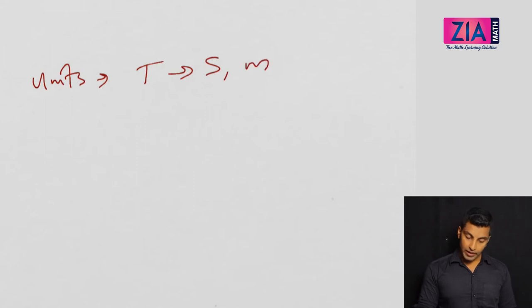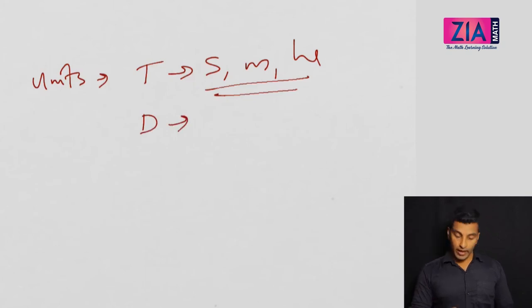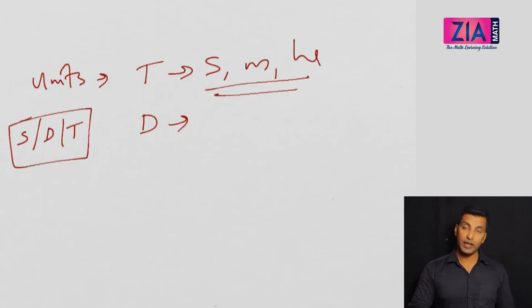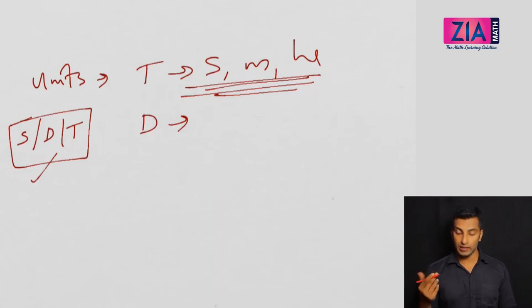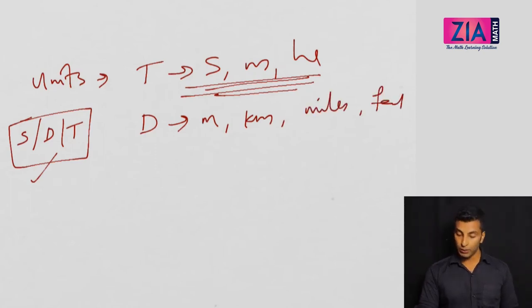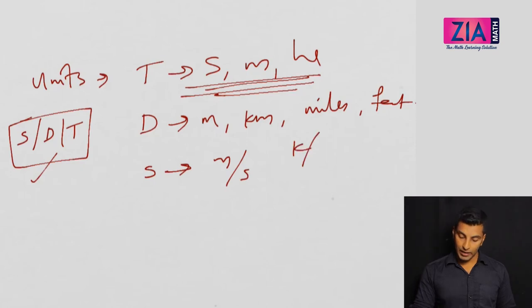Now if you look at some important units, okay, time units are second, minute and hour. I will tell you the conversion. So the three aspects are speed, distance and time. Let's see the units of each of these. Time units can be in seconds, minutes, or hours. Distance can be in meter, kilometer, miles, or feet. Okay, so these are the 4 units that you generally expect. Then speed can be meter per second or kilometer per hour.